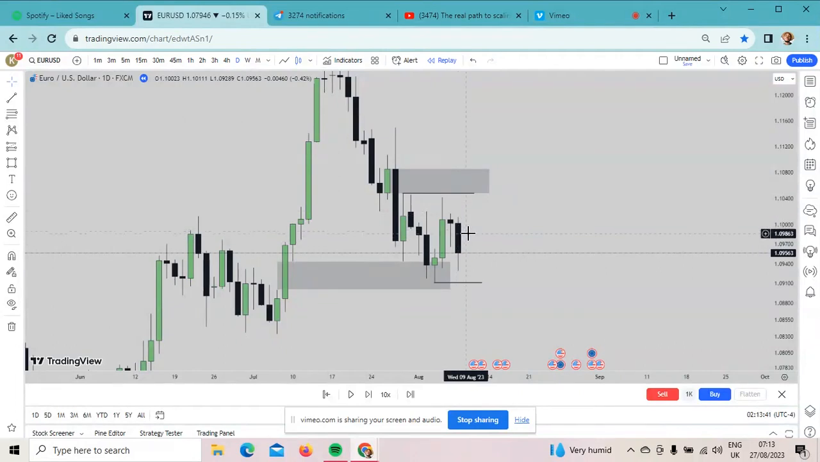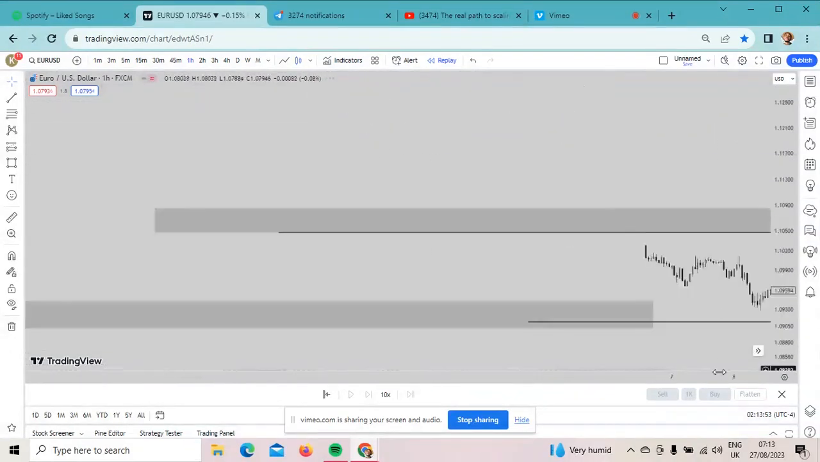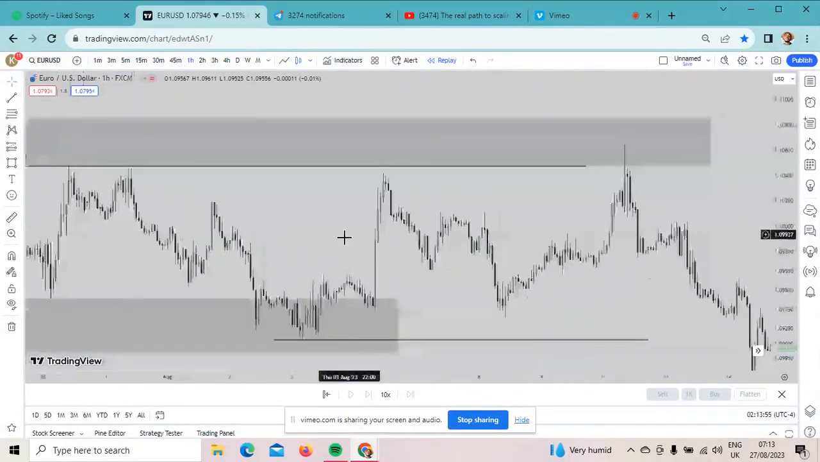We're anticipating the candle on the 9th. The candle showing here is 8 August, so we're anticipating the candle on the 9th. Let's see how it played out. Go to the 1 hour time frame. Let's see how it is.